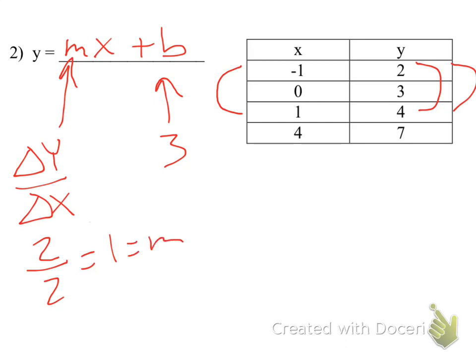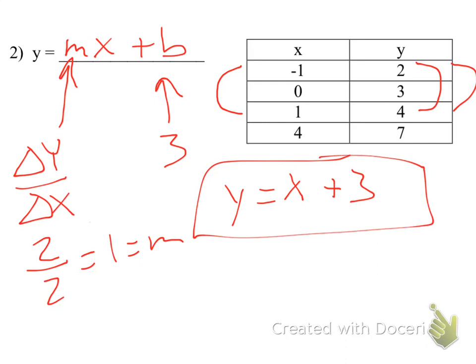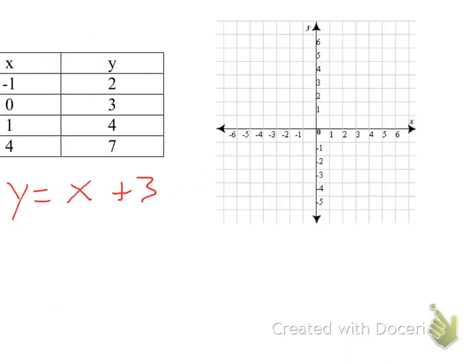And so you're going to replace m with 1 in your equation. Well, since m is 1 and it's just 1 times x, you'll just write x, because 1 times x is just x. And you got plus 3, because that's what b is, which we found already. So we got our equation, y equals x plus 3. Time to jump over to graphing it.